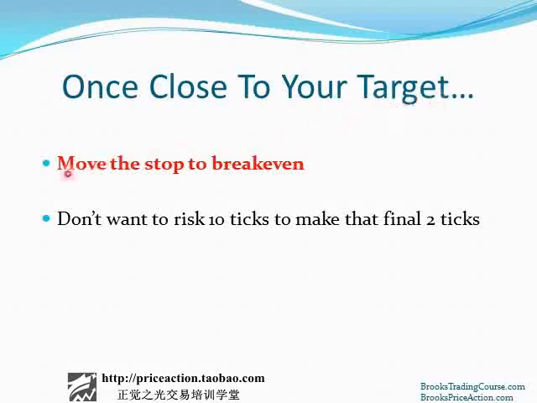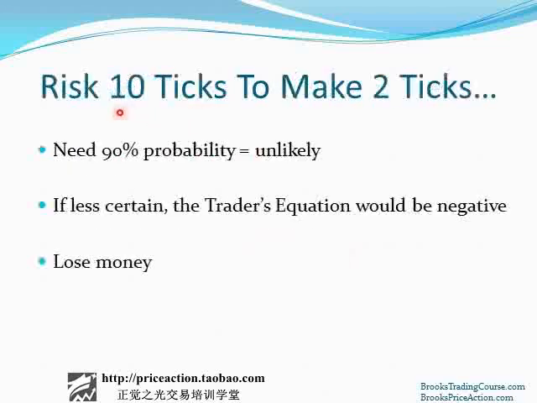Once the market gets close to your target, most traders move the stop to break even. For example, let's say the market's within a tick or two of hitting your profit target, and your stop is now 10 ticks away. Most traders will not allow that to happen. They'll move their stop to break even, and if they get stopped out, they don't worry about it. So to risk 10 ticks to make 2 ticks, you have to be 90% certain of it happening, which in general is unlikely. And if you're less certain than 90%, the trader's equation would be negative and you'd lose money. So once the market gets within 2 or 3 ticks of the target, let's say you're risking 10 ticks, if the market comes to within 2 ticks of the target, most traders would start thinking about moving their protective stop to break even.